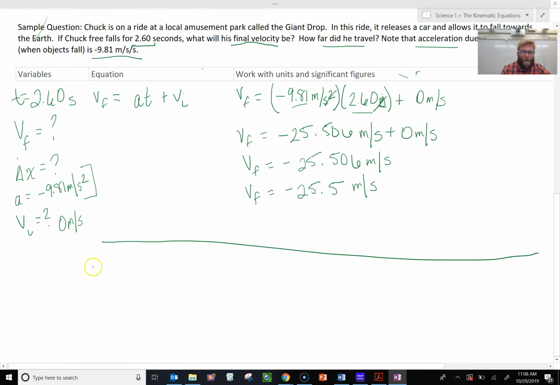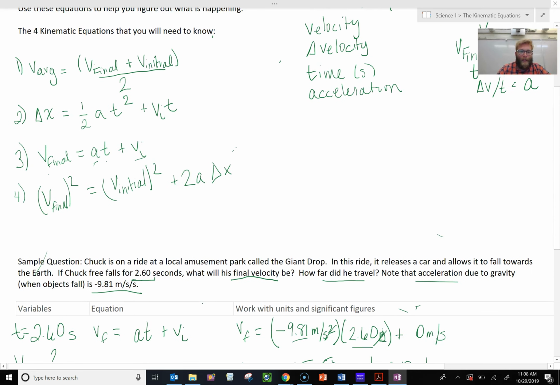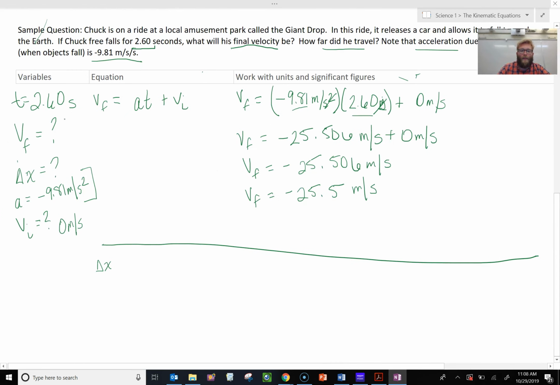So again, this one, I want to figure out what my delta x is. So if I go back to my equations, I could use either one of these, right? I know delta x is equal to 1/2 at squared plus v_i t. Or I know my v final squared is equal to v initial squared plus 2a delta x. I'm just going to go ahead and use equation 2, since it's already formulated to equal what I want to find.